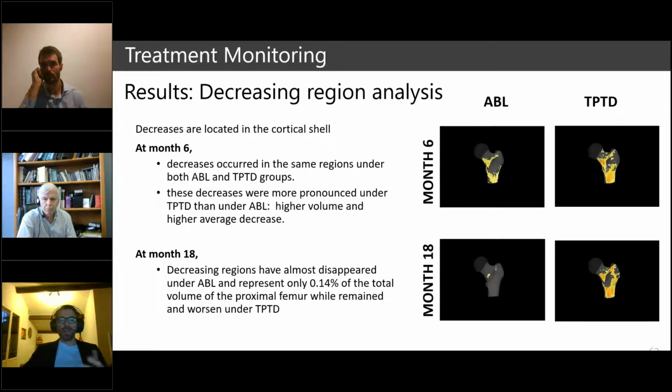Now I will show you this image. And as Ludovic showed you before, we can also generate a video, because we can move around the femur. In this video, you can better see the distribution of these decreases over the proximal femur, and you can see that all these decreases are located in the cortical shell. And it's similar. Here you have the results at month 18 for abaloparatide, and here at month 18 for teriparatide.